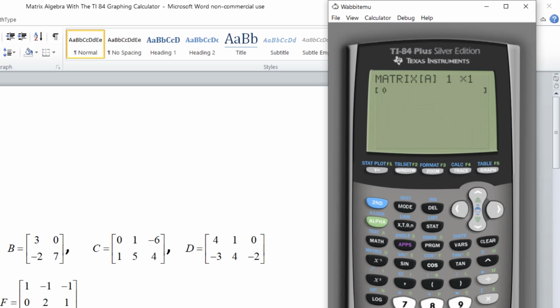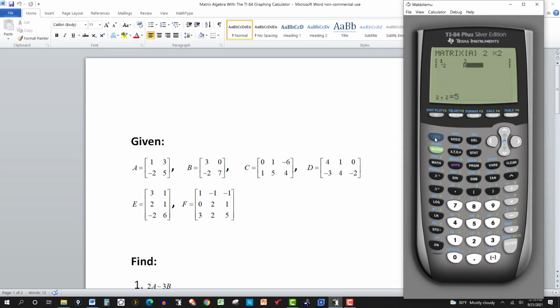First I give the dimension, which is 2 by 2, so go 2, and then enter, and then 2, and then enter, and then enter the components. 1 for the first row, and then a 3. Second row is a -2, enter, and then a 5, enter. And then we go back to the matrix menu.